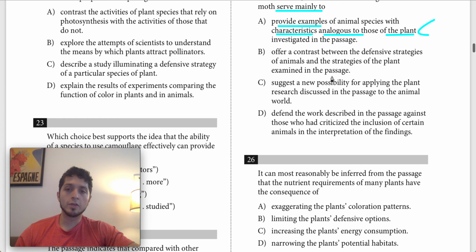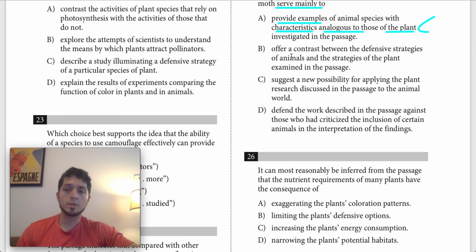B says that the reference serves mainly to offer a contrast between the defensive strategies of animals and the strategies of the plant examined in the passage. So this would make sense if the author was citing or referencing the moth and the tiger basically to say, look at the difference between how they use camouflage and how the plants use camouflage. And if he was sort of highlighting the difference between them. But that's not really what he's doing. He's using them as a touchstone, as a reference point for what camouflage looks like and what kind of camouflage they're looking for in the plant. So B is not correct.